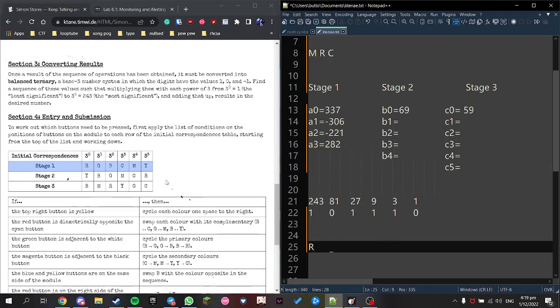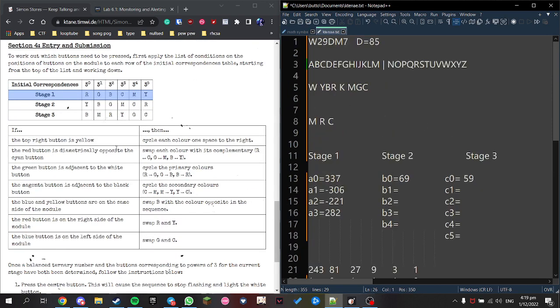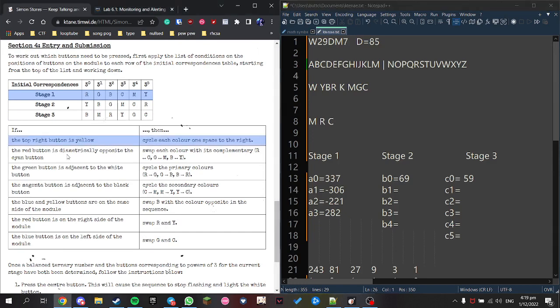So R, G, B, C, M, Y. Okay. The top right button is yellow. Yes. The red button is diametrically opposite of the cyan button. Yes. The green button is adjacent to the white button. Nope. The magenta button is adjacent to the black button. Yes. The blue and yellow buttons are on the same side. Yes. The red button is on the right side of the module. Red. Yes. The blue button is on the left side of the module.